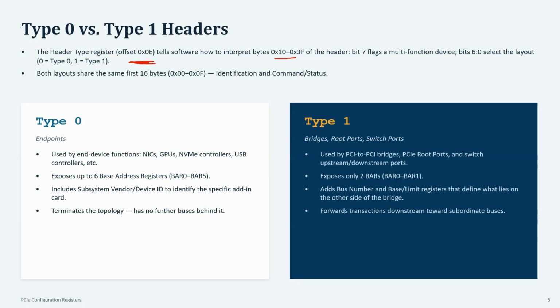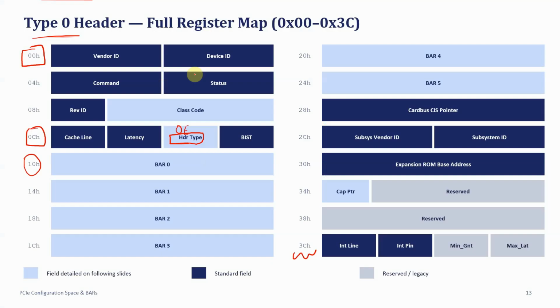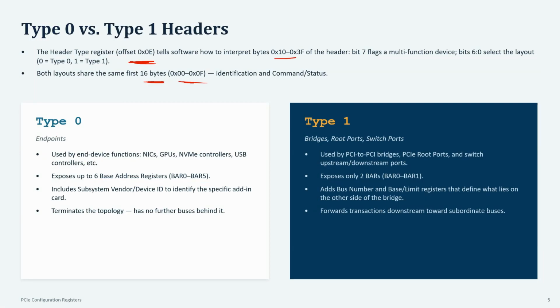Okay, so both the layouts share the first 16 bytes, that is from 00 to F. So from 00 up to here we are going to have the same fields, whether it might be a type 0 header or a type 1 header. And after this, the fields or the registers will be differentiated in the type 0 headers and in the type 1 headers. In the type 0 header we are going to have different register fields, and in type 1 header we are going to have a different set of register fields.